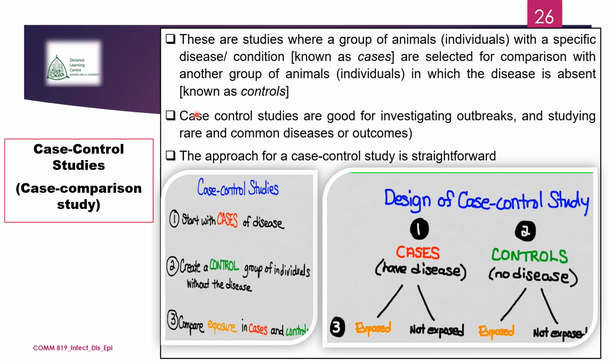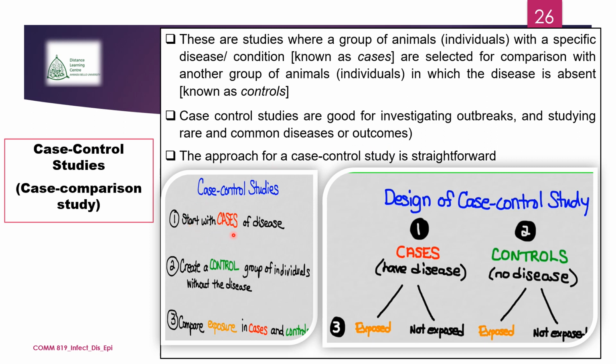Okay, we are talking of disease. That's why it's case control. The case here is the disease. Okay, it means the disease has already been established. All right. So it's very important so that when we come to cohort, you don't get confused. Okay. So here we said case control studies are good for investigating outbreaks and studying rare and common diseases or outcomes. The approach for a case control study is straightforward.